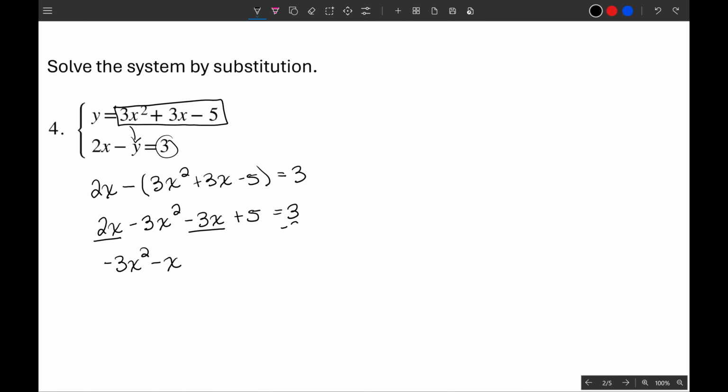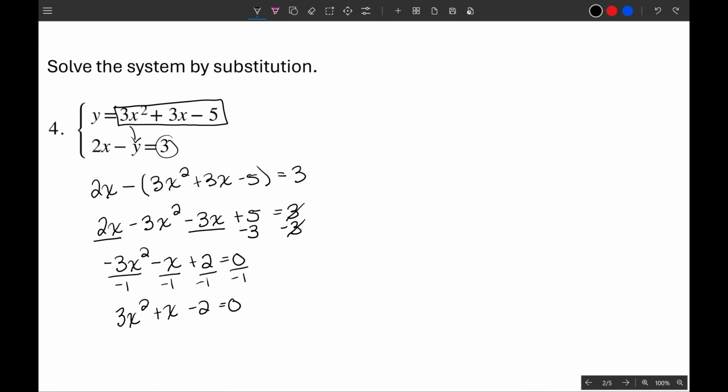And then I need to subtract 3 so that I can combine it with the 5 since they're on opposite sides. So that gives me plus 2 equals 0. Since I'm going to factor, I'm going to go ahead and divide all of these by negative 1 because I want my leading coefficient to be positive. So that gives me 3x squared plus x minus 2 equals 0.